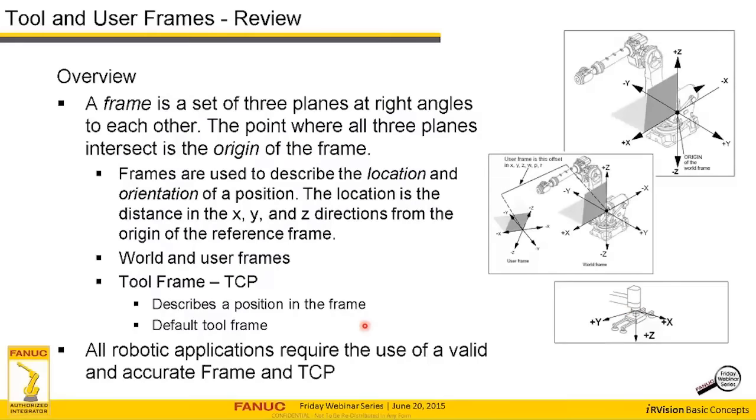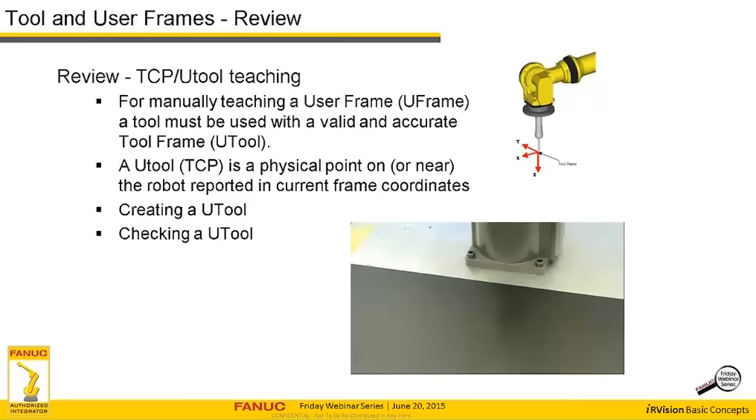All robotic applications require the use of a valid and accurate frame in TCP, and here's where we get into trouble sometimes in calibration. First of all, a TCP or UTool must be accurately taught in order to touch up a user frame. Usually we use a pointer like we see here in the video.